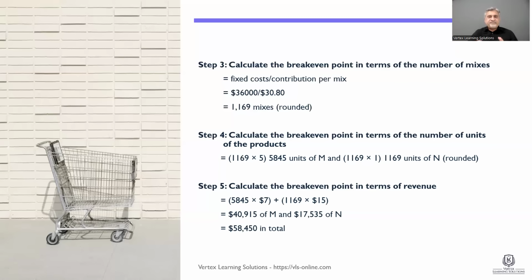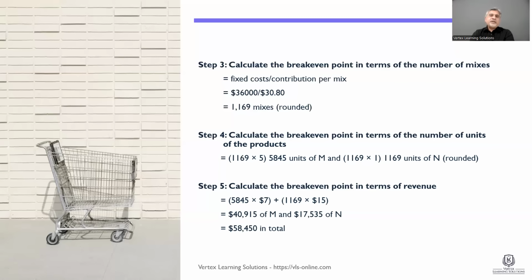So if this is the situation, we ask you that, okay, this is a multi-product, two products M and N, sold in a ratio of 5 and 1, and this is the selling price and variable cost. So how much is your break-even revenue? You will say $58,450 is my break-even revenue.